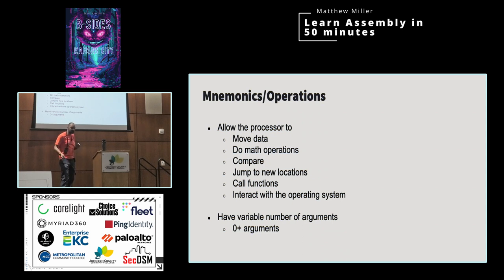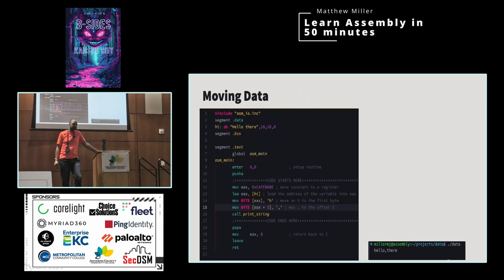We can call functions, right? You write functions if you write something in a high-level language. And then the biggest thing, possibly interacting with the operating system, right? So not everything runs in user land. Some of it you have to go and execute there. And then we have a variable number of arguments. There's a couple that have zero arguments, like the clear direction flag has zero arguments, but a lot of them have one or more.